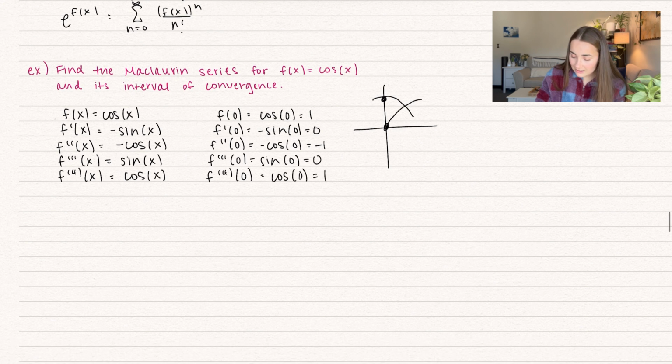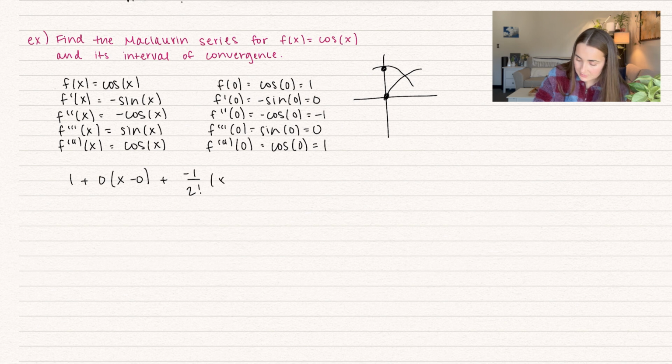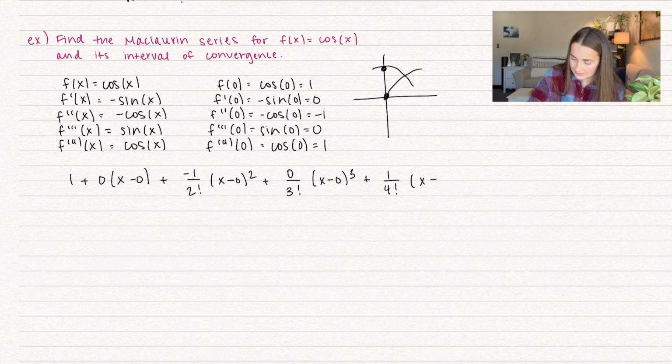Okay, so now let's go ahead and evaluate all of these. First, we have f of a, so f of 0, that's just equal to 1, plus f prime, that's equal to 0 times x minus 0, plus, now we go to the second derivative, so negative 1 over 2 factorial times x minus 0 squared. Now we get 0 over 3 factorial x minus 0 cubed. And then we go on to our last derivative, so 1 over 4 factorial x minus 0 to the power of 4.